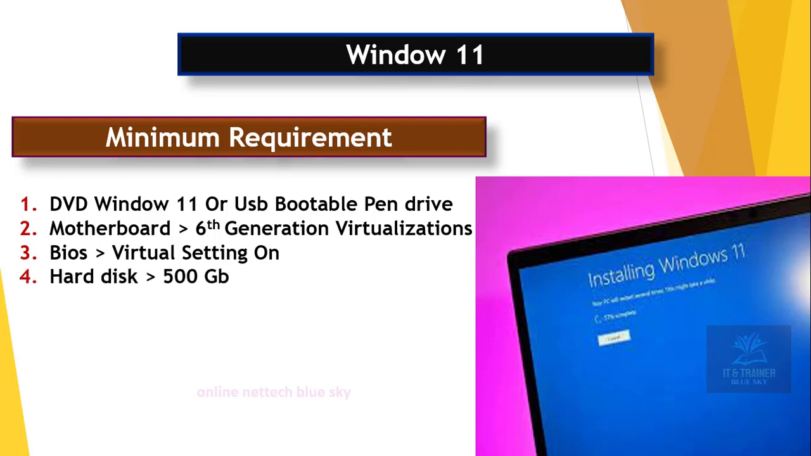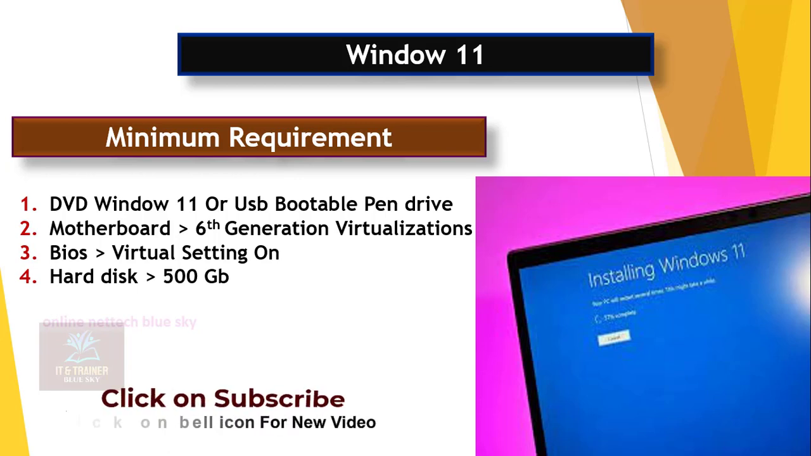Fourth is the hard disk, very important. The hard disk should be a minimum of 500 GB, because you can save some of your data on the hard disk, but for Windows 11 the minimum requirement is 500 GB. And at installation time you can create your C partition of 55 GB. So this is the hard disk.